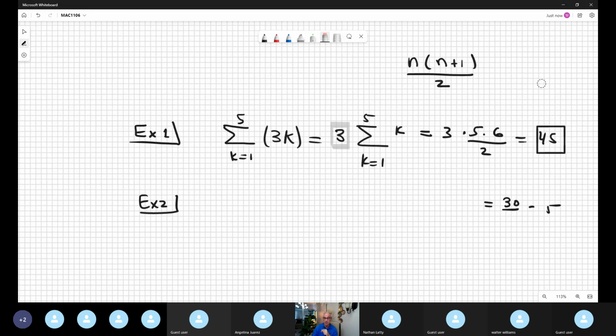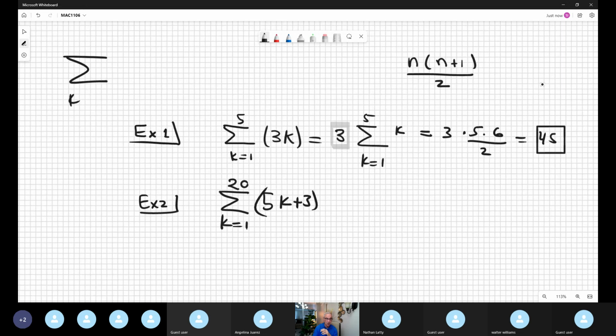Let's move into example 2. Example 2 is more interesting. Here is the summation from k equals 1 to 20 of 5k plus 3. Remember, this is a typical format. You have the summation symbol, two numbers, lower bound and upper bound, and here you have a sub k that represents a sequence. In this case, 5k plus 3.